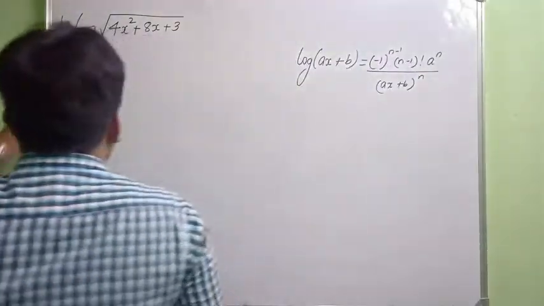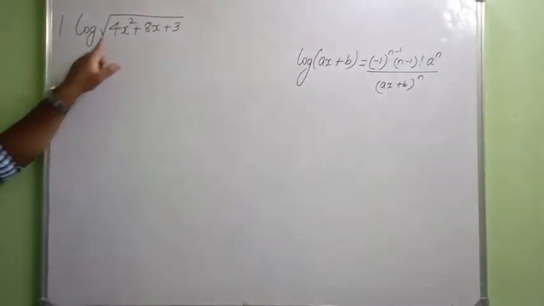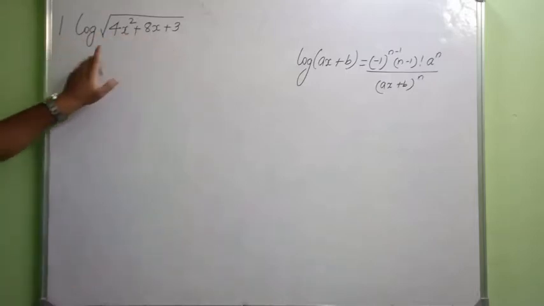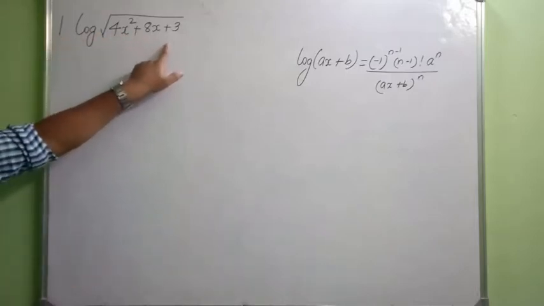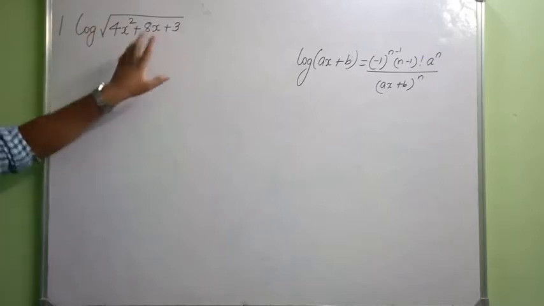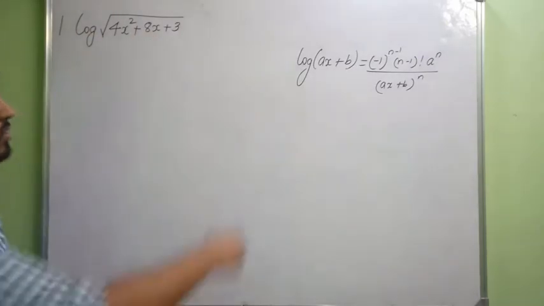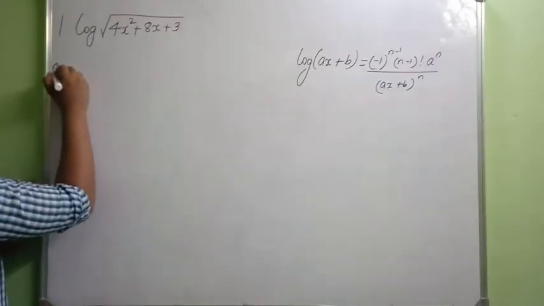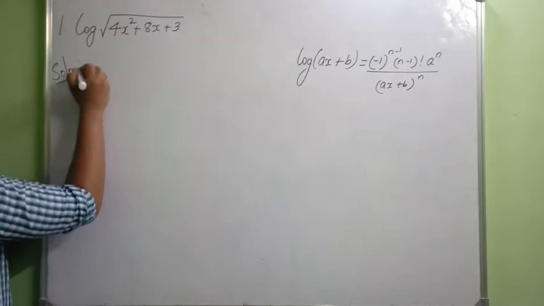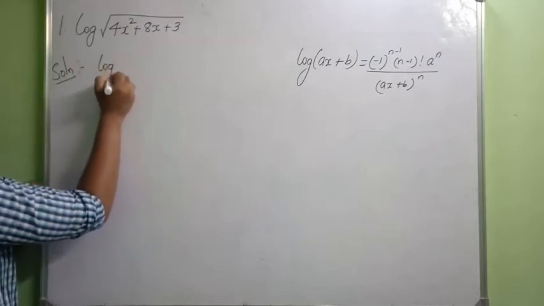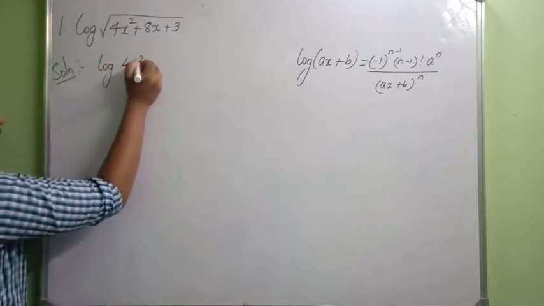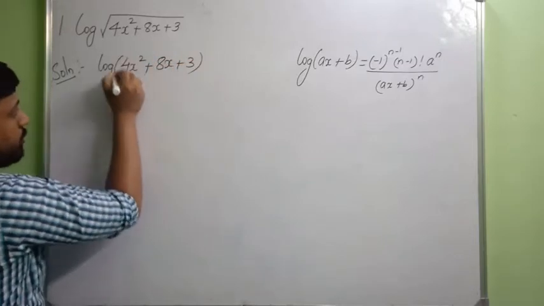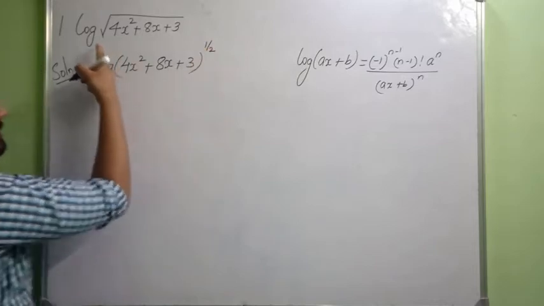Yes, so now I'm going to solve this function. Let us see one by one. First of all, if we observe this problem, that is log of root of 4x square plus 8x plus 3, how do we simplify? We have a square root here, so I'm going to remove the square root. How to remove the square root? So log of 4x square plus 8x plus 3 to the power of 1 by 2. Can I write like this?